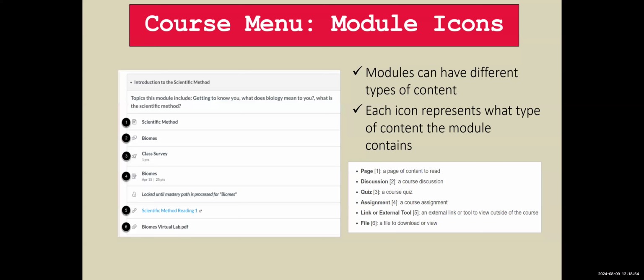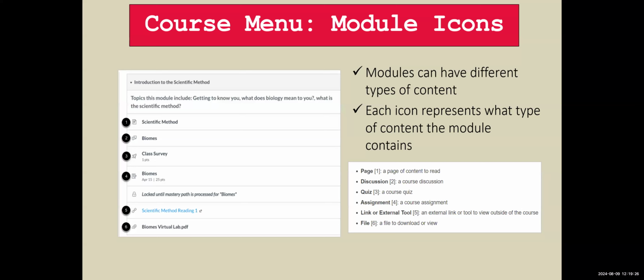So number one is a page icon. This means it's a page you need to read. Number two is a chat icon, which represents a discussion. This means you'll have to post a discussion or reply to a discussion from your classmates. One thing I've learned, since we're not present in a classroom, is this is a way for us students that do online courses to communicate with each other.